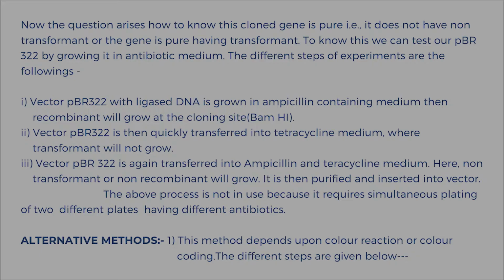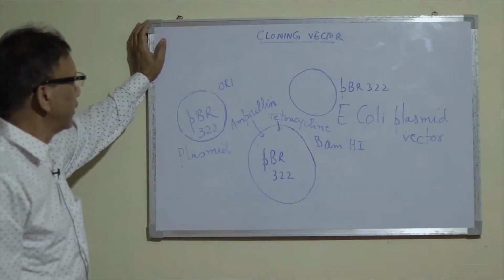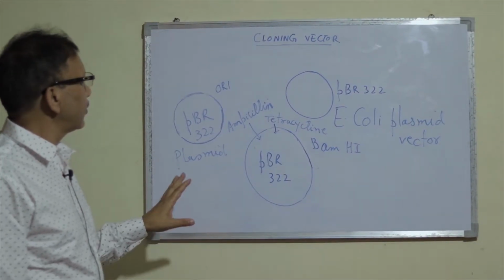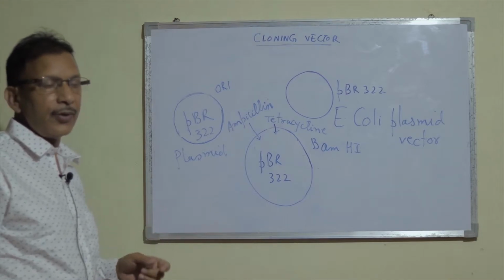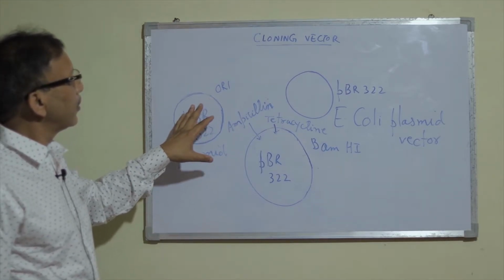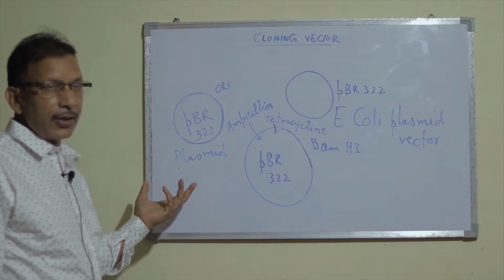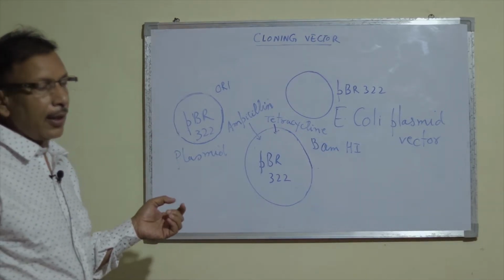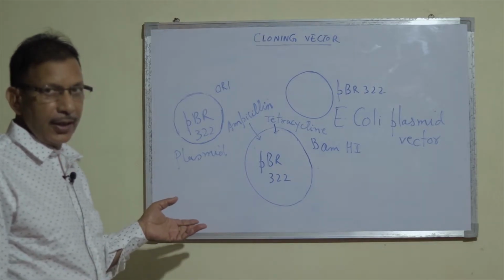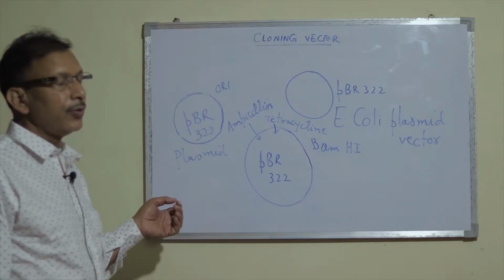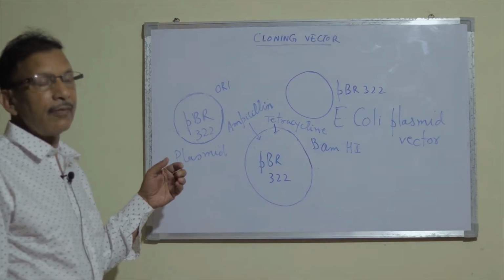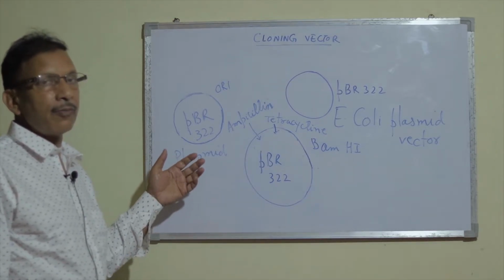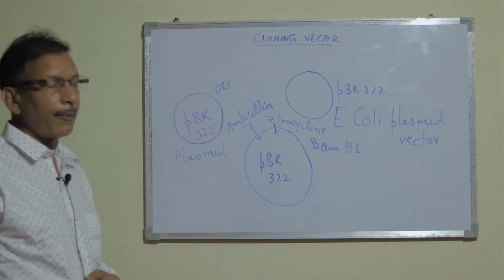So now we'll go to the diagram here. Viewers, I told you about the features of the cloning vector. We can use a plasmid as a cloning vector, and also bacteriophages, because they can be ligated with the foreign DNA and incorporated into the host cell, where they can multiply, having the ability or power of replication inside the host cell.